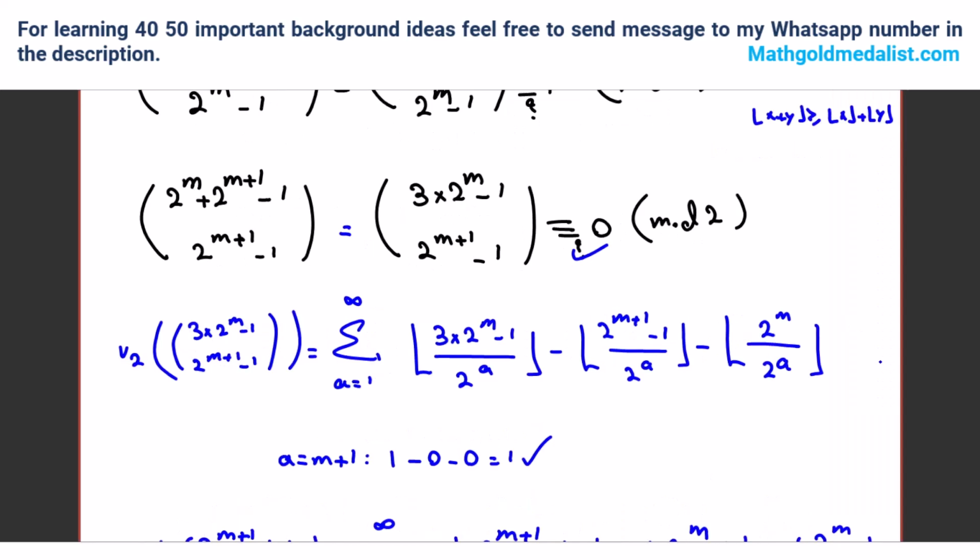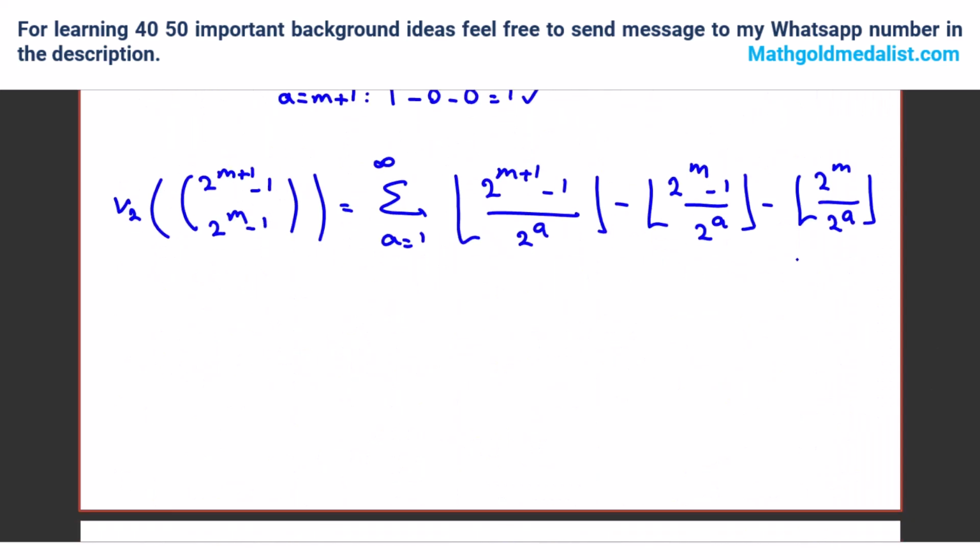Exactly. Now here we want to prove for all a it is 0, right? Do you agree this part is an integer? For a equals m plus 1, do you agree it will be 0, because all of them are less than 1? So we can conclude a is less than or equal to m, right? So we can say this part is 2^(m minus a), right?